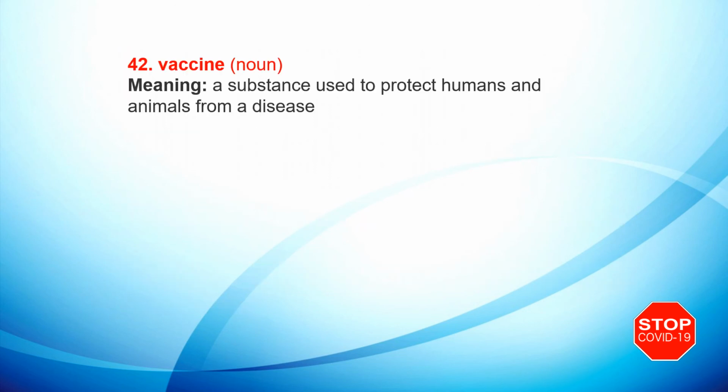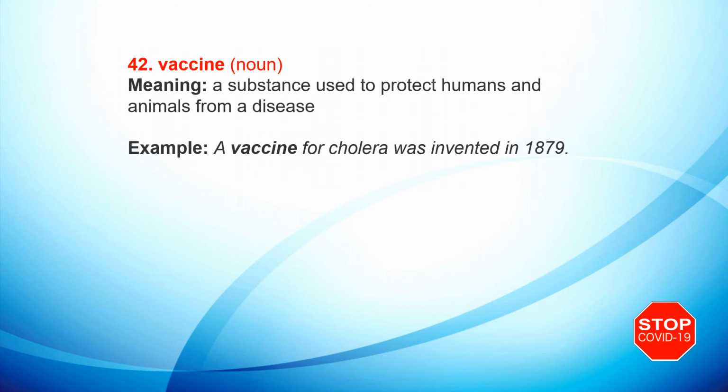Number 42, vaccine. Vaccine as a noun, meaning a substance used to protect humans and animals from a disease. For example, a vaccine for cholera was invented in 1879.